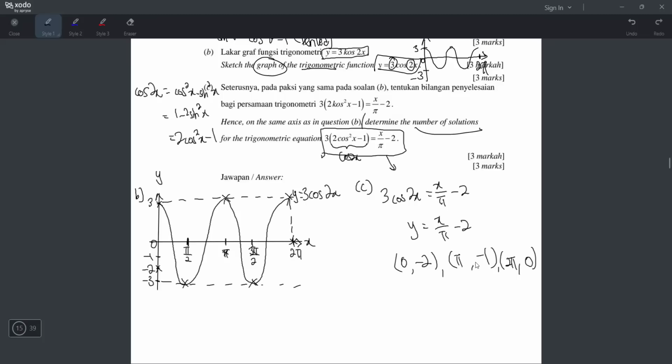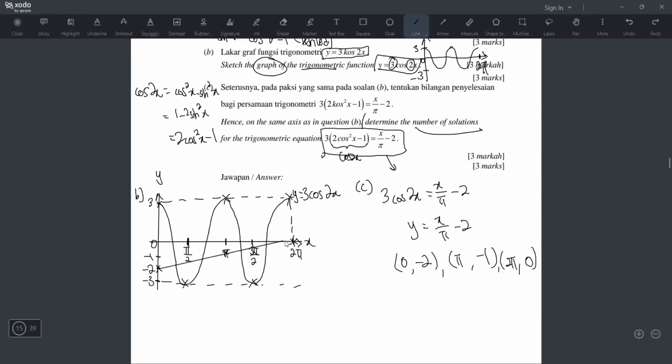Sebenarnya nak cari 2 point saja pun boleh. You nak cari 10 point pun boleh, but we don't have time lah. But at minimum you kena cari 2 point. Kalau 1 point tak boleh, 1 point how to join the line. It needs to have at least 2 points baru boleh join. But I find 3 points lah, 3 points is the safest one. Tapi nak cari 2 point pun boleh sebenarnya.